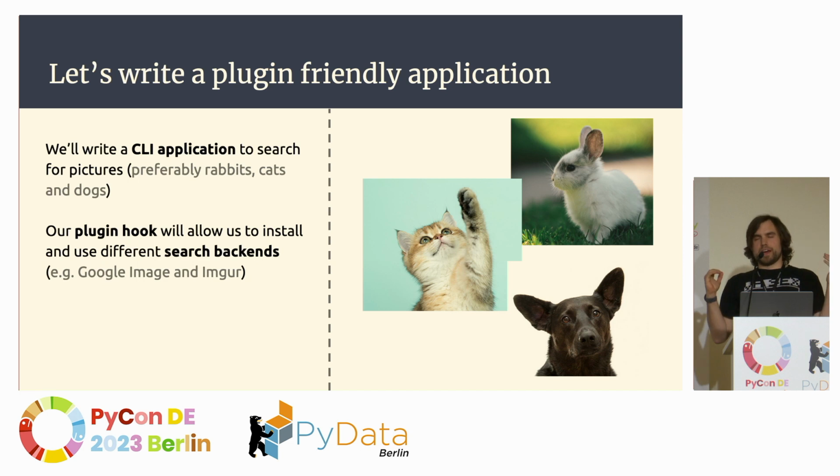Cool. Okay, so now the example application. I wanted to pick something really interesting to do. Because I work on conda, I work on CLI applications. So I said to myself, what kind of application do I want to write? Well, I really like pictures of rabbits and cats and dogs, and I thought, wow, it'd be really cool to write a CLI application that can get me as many pictures of rabbits, cats, and dogs as possible. So what we'll do is write a CLI application, and the plugin hook is going to allow us to install different search backends. We might initially write our application to use Google image, but then we can allow plugin authors to add other search backends such as Imgur or even Unsplash.